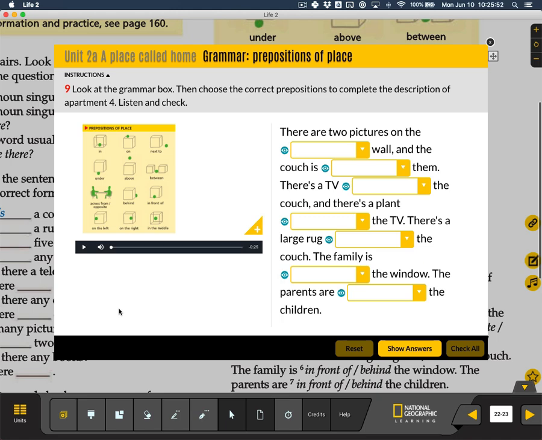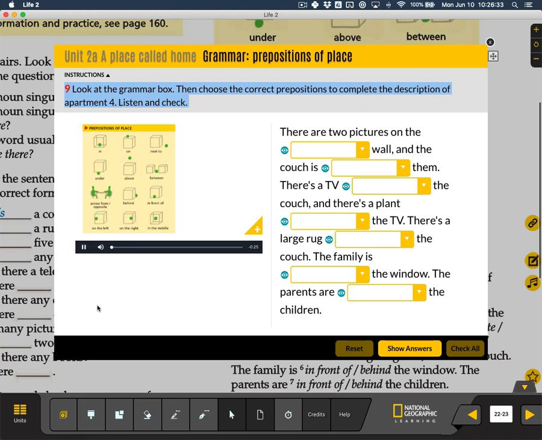Okay. What do you think? There are two pictures on the wall. On the wall. The wall. Which wall? Teacher, listen. Okay, on the left, right? There are two pictures on the wall. Okay. So this is apartment number 4, by the way, if you want to look at the picture. Okay, so it's in the book, apartment 4.